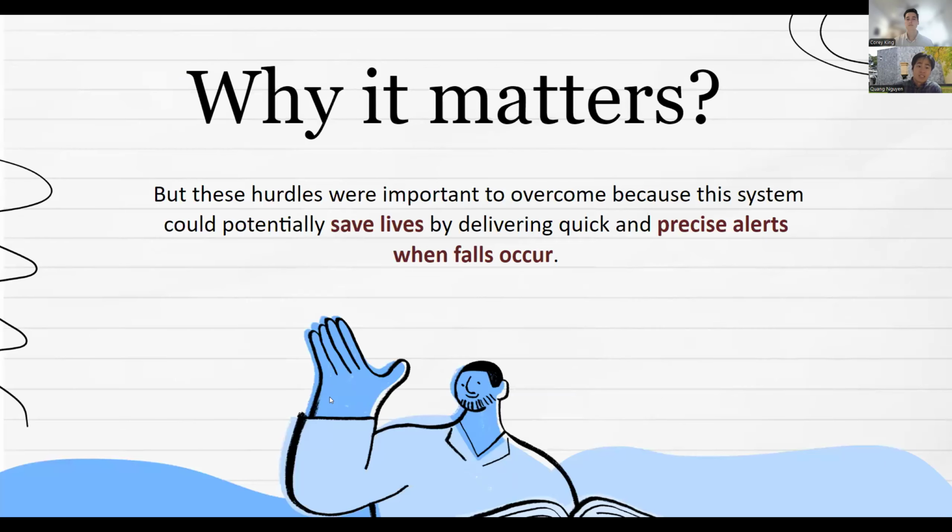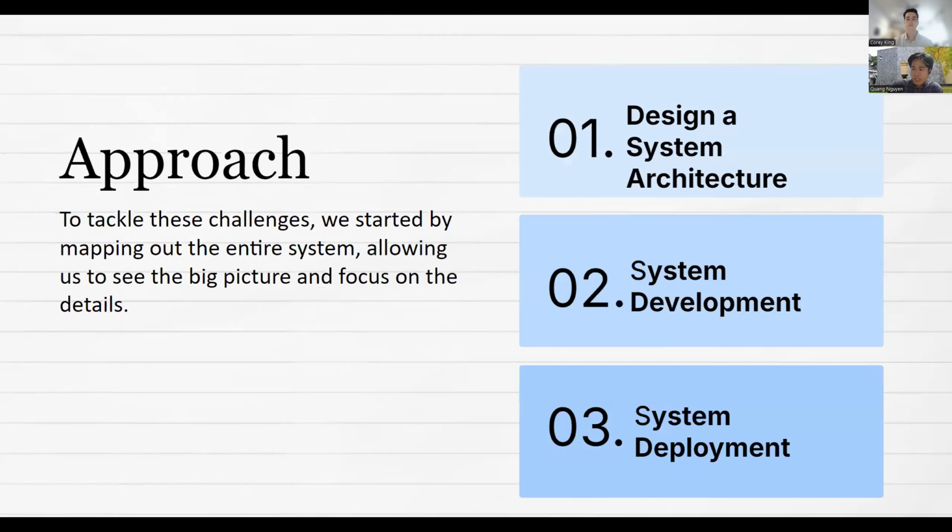And why this matters. The hurdles were important to overcome because the system could potentially save lives, delivering quick and reliable alerts when a fall occurs. To tackle the challenge, we started mapping out the entire system, allowing us to see the big picture and focus on the detail. First of all, we needed to design a system architecture, and then we made a pre-processing function to translate the raw data into image data, and then pass the image data through the model, and we get the prediction.